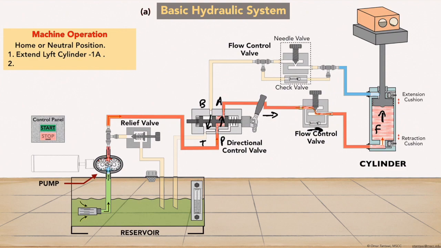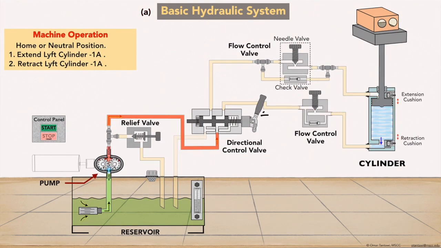The oil on the rod side will flow out through the check valve's unrestricted path, pushing the poppet off its seat at a minimum pressure, flowing through the check valve and back to the direction control valve, then back to tank.